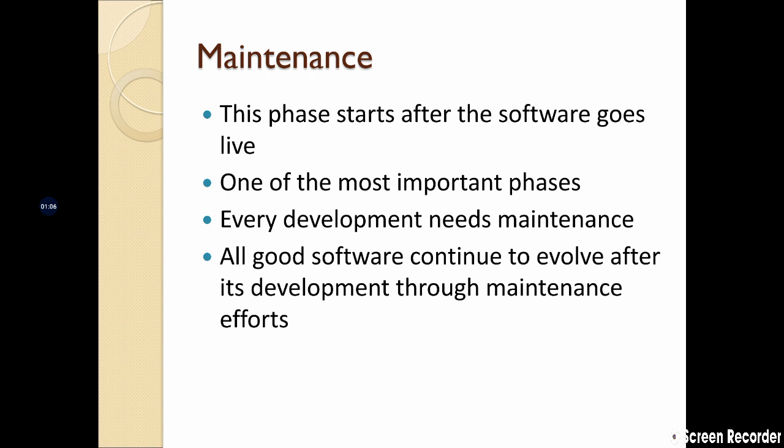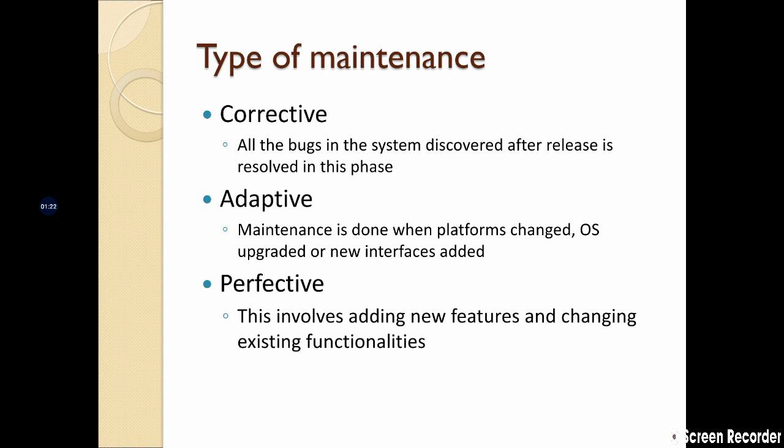Now, maintenance activities involve correcting issues and bugs which were not identified during testing, or enhancing the system, or even adapting it or porting it into a new environment. So based on this, we have 3 different types of maintenance. The first one is corrective, wherein all the bugs which were not discovered during the testing phase and were found after the system was released into the production environment are corrected and fixed. That kind of maintenance is called corrective maintenance.